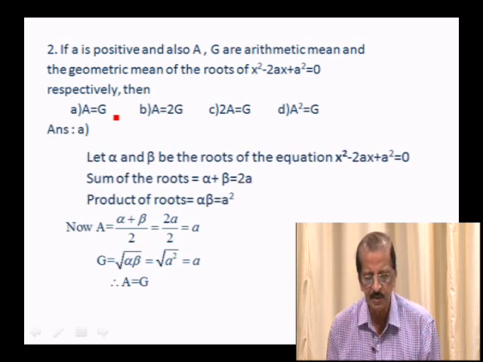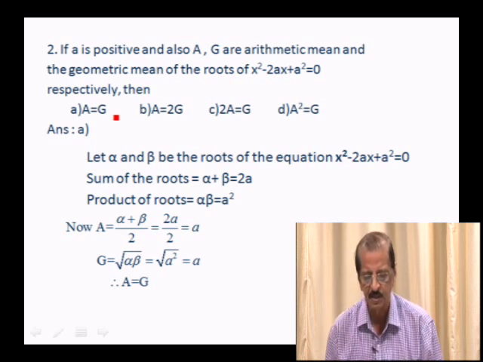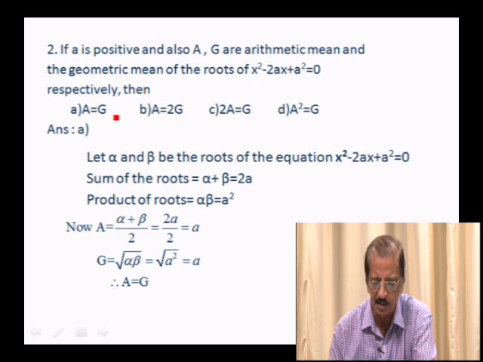So, let alpha and beta be the roots of the equation x square minus 2ax plus a square is equal to 0. When a quadratic equation is given, you know what the sum of the roots is. Sum of the roots alpha plus beta is equal to 2a, and the product of the roots alpha beta is a square.